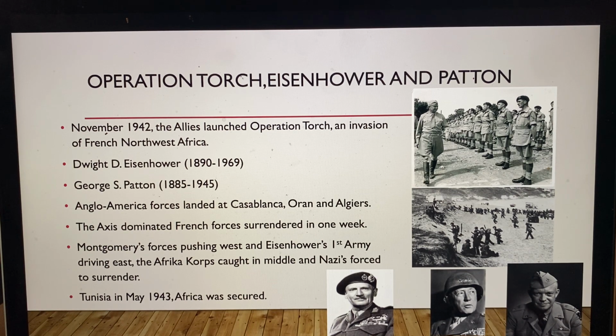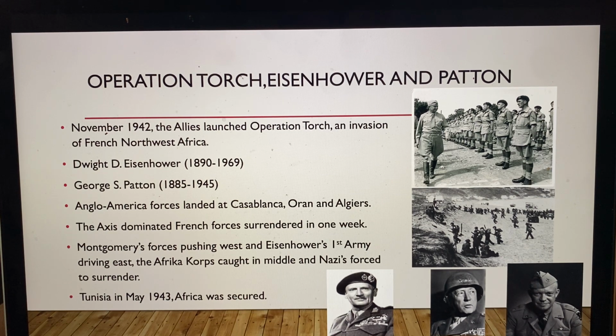So the Anglo-American forces landed at Casablanca, Oran, and Algiers. So the Axis, which were the Germans, dominated the French forces, and the French forces ended up surrendering in 1 week. So Montgomery's forces were pushing west, and Eisenhower's First Army was driving east. And the Afrika Korps got caught right in the middle between Montgomery and Eisenhower. So the Nazis were forced to surrender.